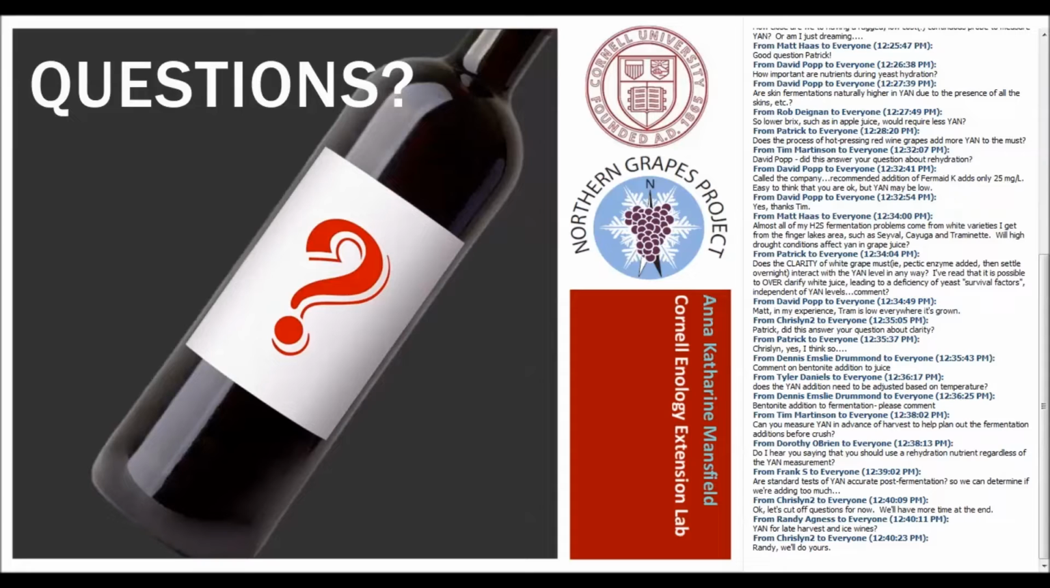Frank says, are standard tests of YAN accurate post-fermentation so we can determine if we're adding too much? Yes, you can certainly do standard tests. I wouldn't do formal titration ever, but we do seem to get good results from spectrophotometric analysis as long as you are doing that analysis correctly.